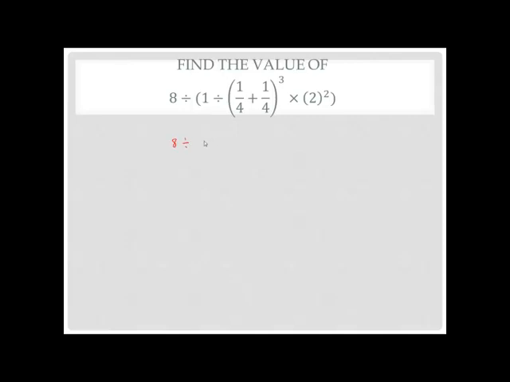So I'm going to use my order of operations inside my parentheses. So I'm going to have 1 divided by, and then 1/4 plus 1/4. They already have a common denominator, so I just add my numerators, makes 2/4, and then times 2 to the second. Okay, I can simplify that fraction because 2 over 4 is the same thing as 1/2.